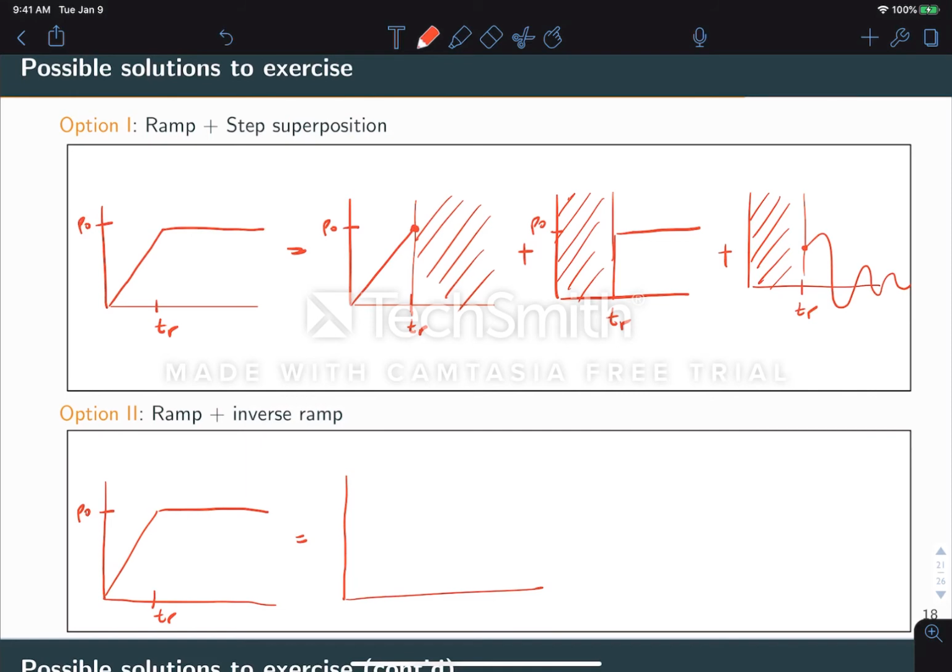So in this case, we're just going to take a ramp, same as before, but we're going to allow it to continue. So we're going to keep that solution over the entire time that we solve for. And then instead of adding a step, what we're actually going to do is add a negative ramp, right, with the same slope. This ramp has a slope of p naught over tr. This will have a slope of negative p naught over tr. And it will be 0 before that.